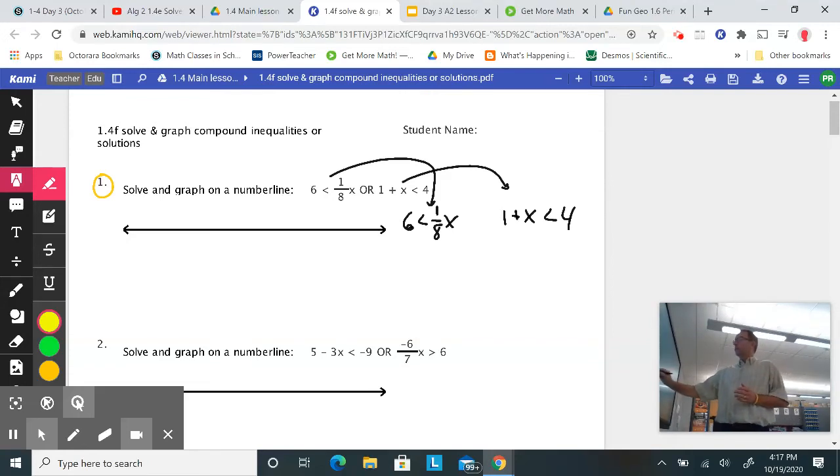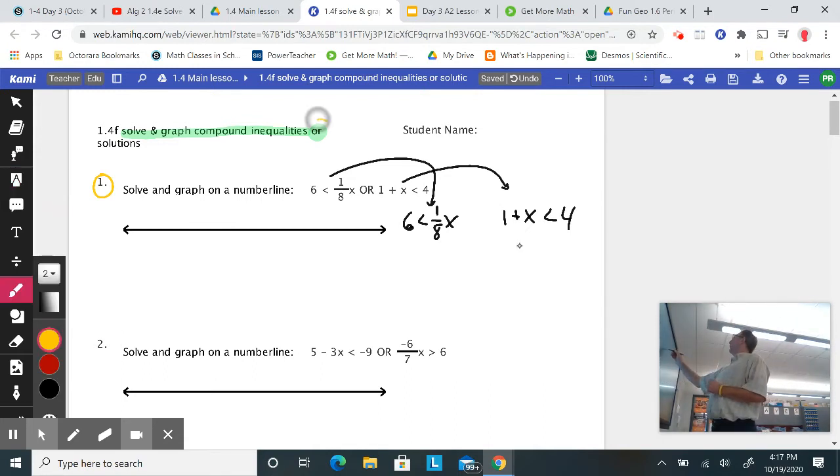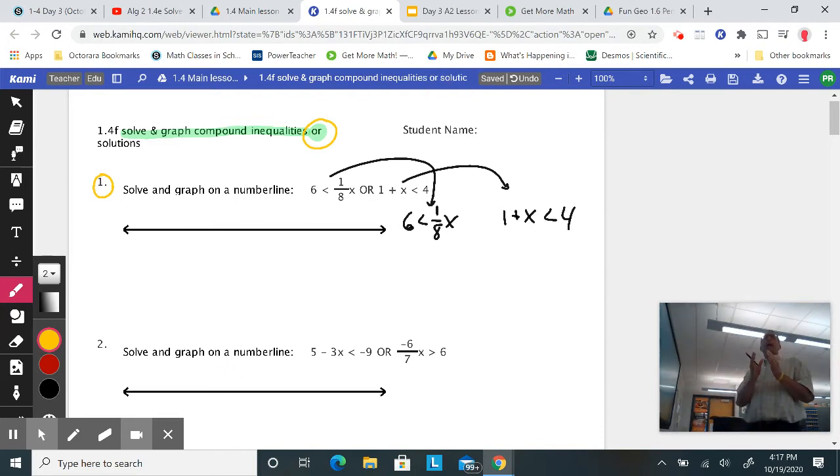Okay, in this mini lesson, we are going to solve and graph compound inequalities that have the word or. The word or is the important word this time. If you remember, and was the intersection, or meant the union. It includes this or this combined together.